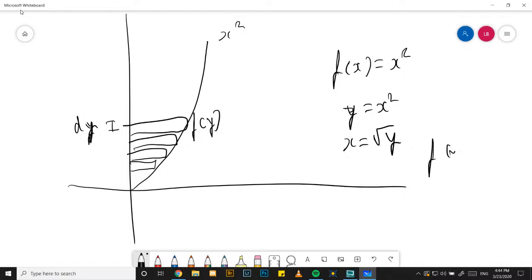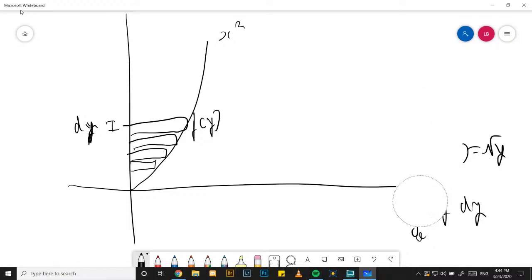So we know that f of y is equal to the square root of y, and we can integrate this from whatever value we want, a to b, of square root of y dy. And this is how you'll be able to figure it out. So just solve for x, and then you'll be able to find what it looks like in the other direction.